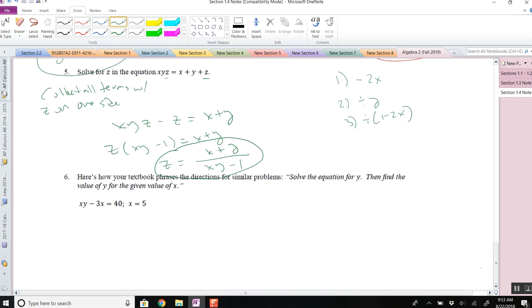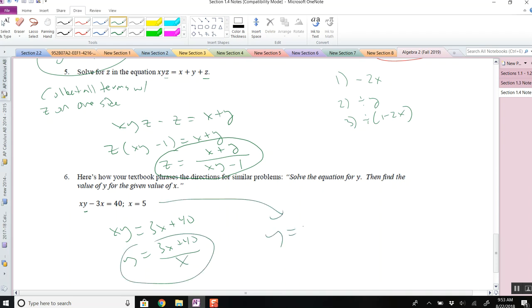And then here's how your textbook phrases the directions for similar problems. Solve the equation for y, then find the value of y. Yeah, so anyway, we just solve for y here. This occurs once. So we move the 3x over and divide by x. So now I got y isolated. Then I'm going to plug in 5 for x. 3 times 5. I'm going to make sure I multiply correctly. Not add those two like I mistakenly did earlier. 15 plus 40 over 5. 55 over 5. And we get 11.